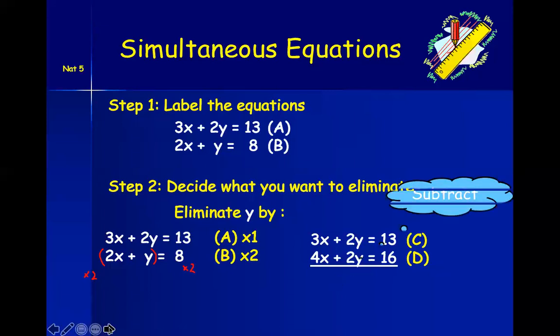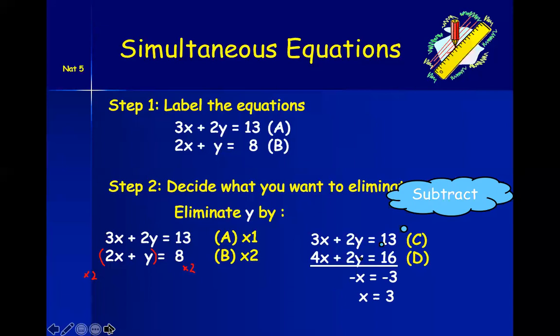So it's up to you. So this time they've done C minus D by doing minus x equal minus 3, or x equals 3 by dividing both sides by -1. Okay?